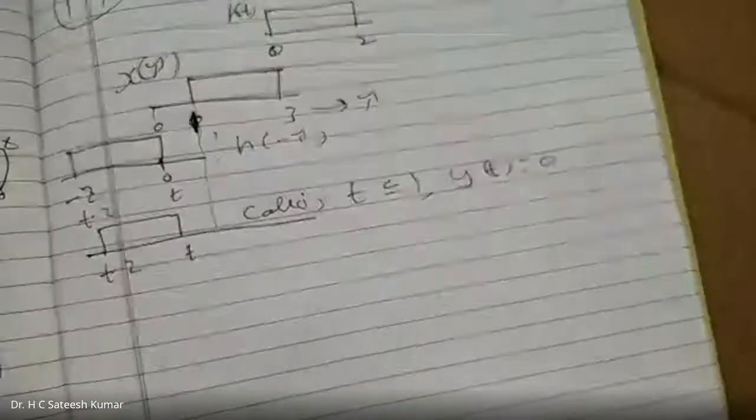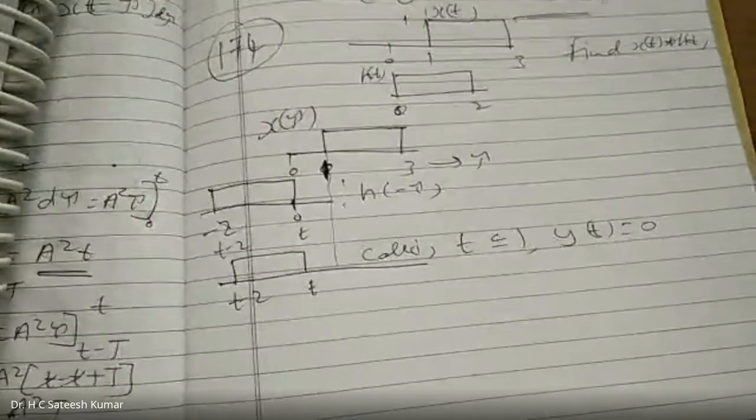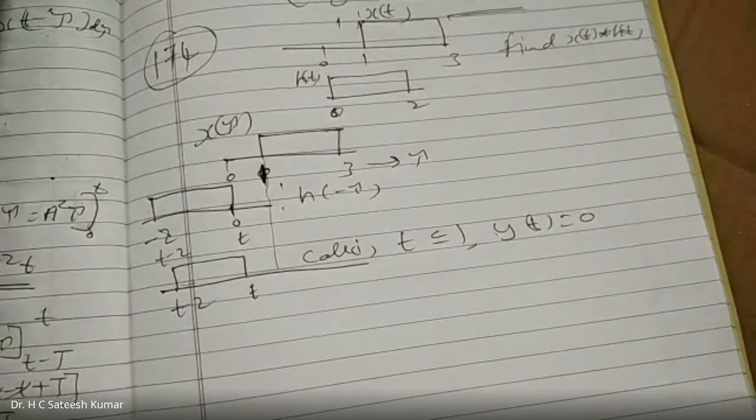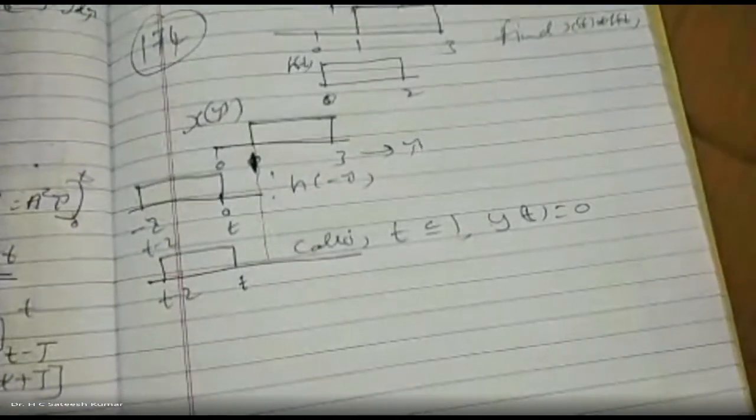Okay, how many cases can you expect? This is 1 to 3, this is 0 to 2. Both of them have equal and finite widths. When the widths are equal and finite, you will get only 4 cases, like in the first problem on convolution.